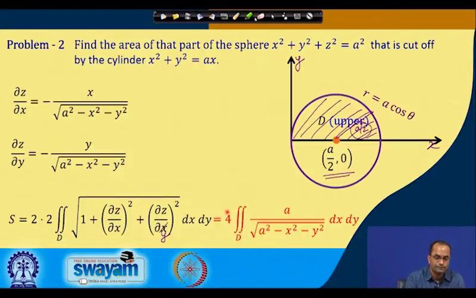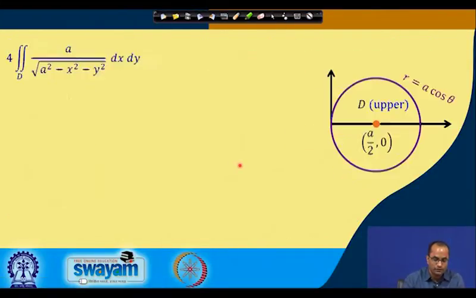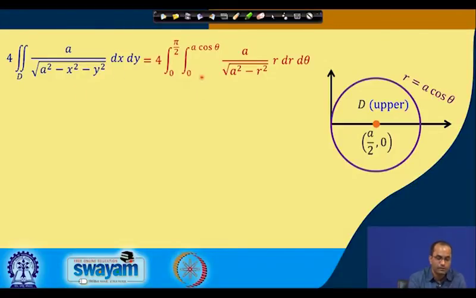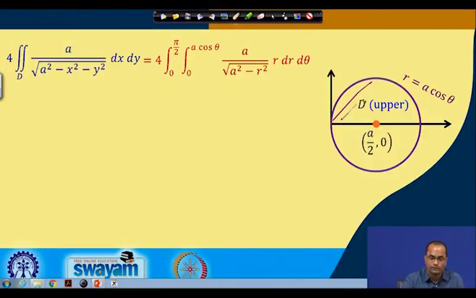So, with the help of the polar coordinate, we can now prescribe the limits for this upper half of the circle here. So, theta goes from 0 to pi by 2. This is theta equal to 0 and theta equal to pi by 2, and then r goes from 0 to the circle.